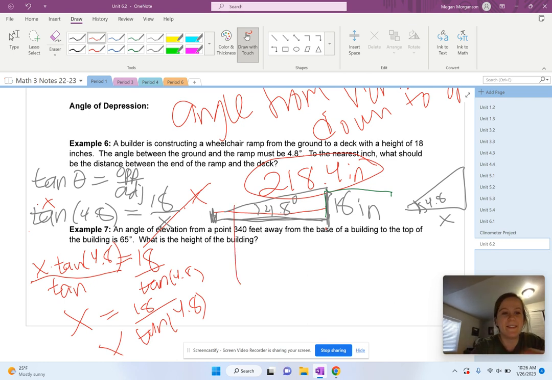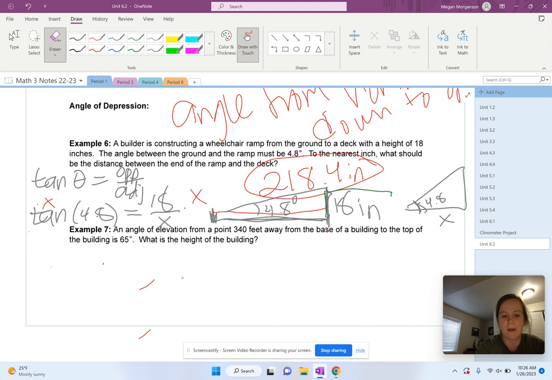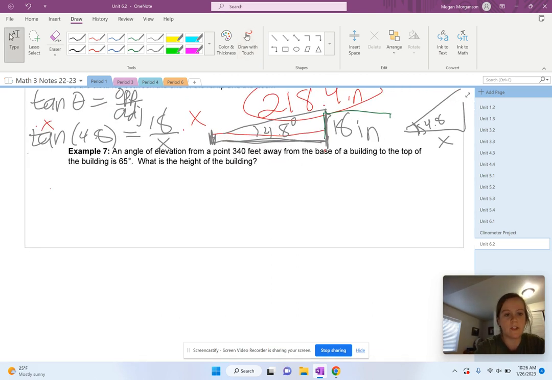Okay, let's do this last one. I'm going to erase this. I hope that you can just rewind and write it down if you want it. Okay, so let's talk about this last one right here. Angle of elevation. This is a little bit confusing when you're reading it. I understand that. Let's work through it together.